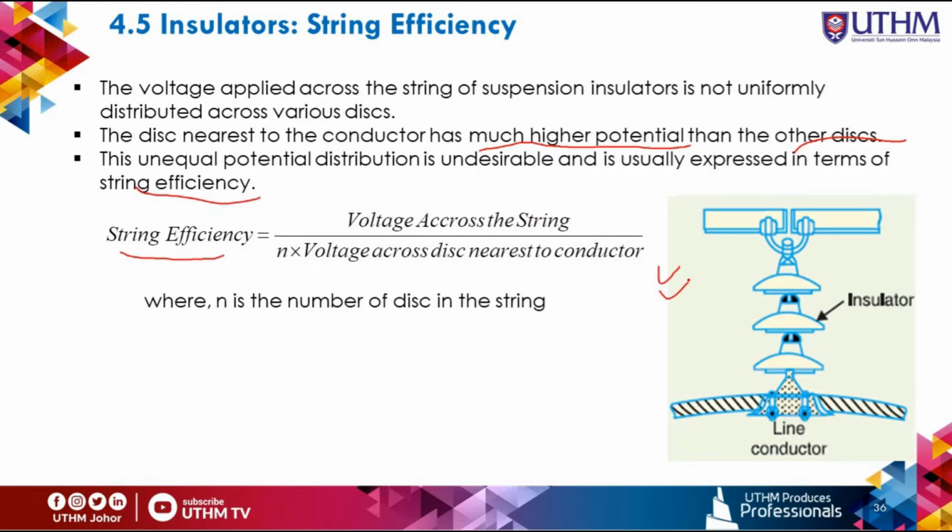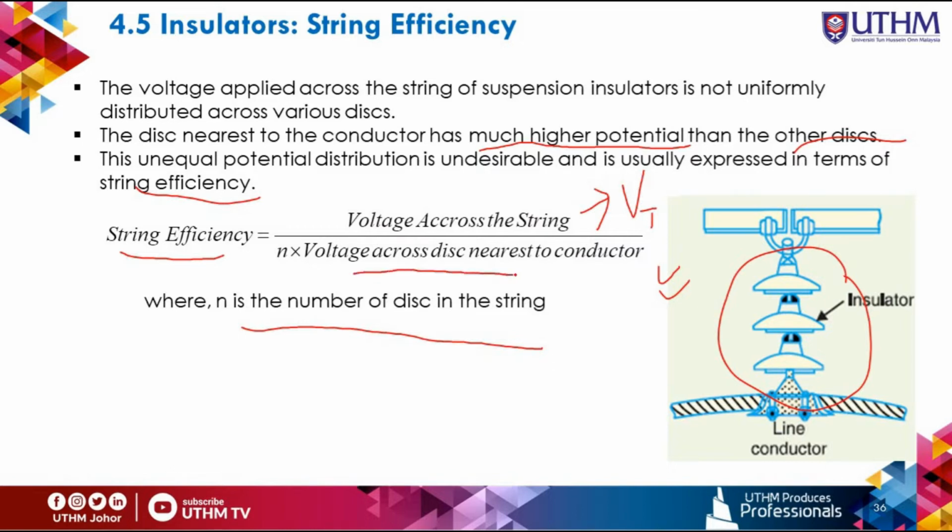The voltage across the string, this one is VT, the total voltage across the string, you divide it by N. N is the number of discs in the string. For example, in this case we have 3 insulators, so here it is 3. If you have 6 insulators, then 6. You multiply by the voltage across the disc nearest to the conductor, which is the V maximum. Then you can get the efficiency of the string.